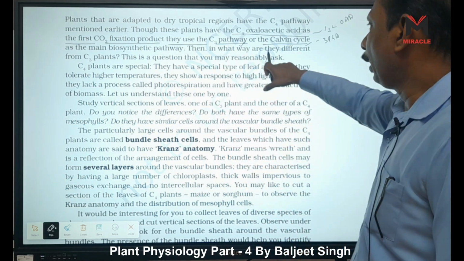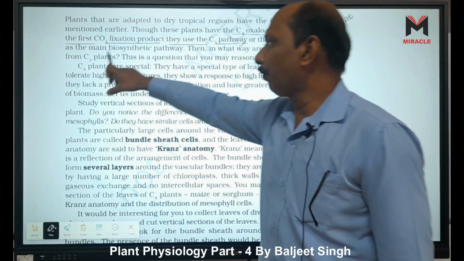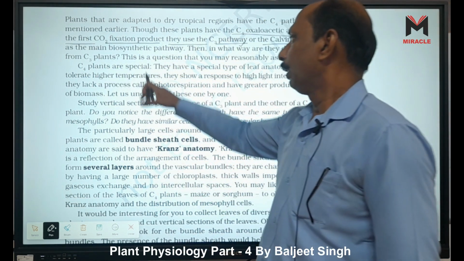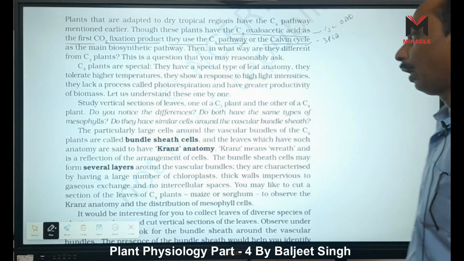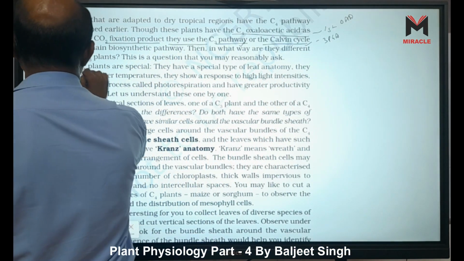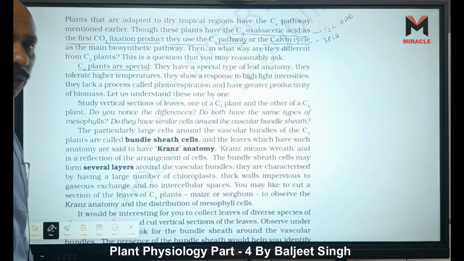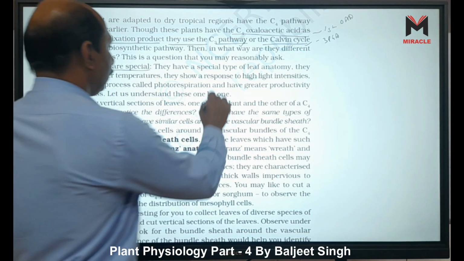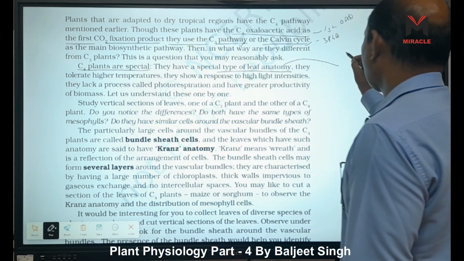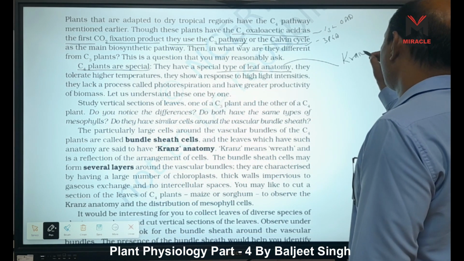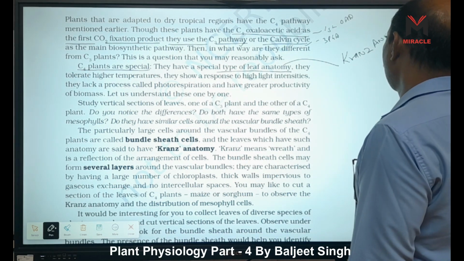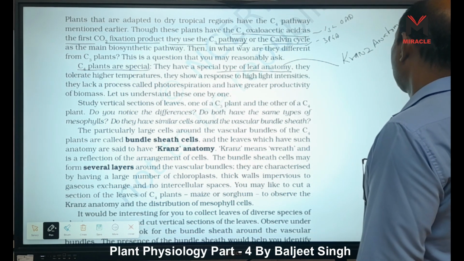Then in what way are they different from C3 plants? Morphologically and anatomically, they are also different. This is a question that you may reasonably ask. So C4 plants are special. Why are they special? Because they have a special type of leaf anatomy, called Kranz anatomy. Kranz anatomy means what?